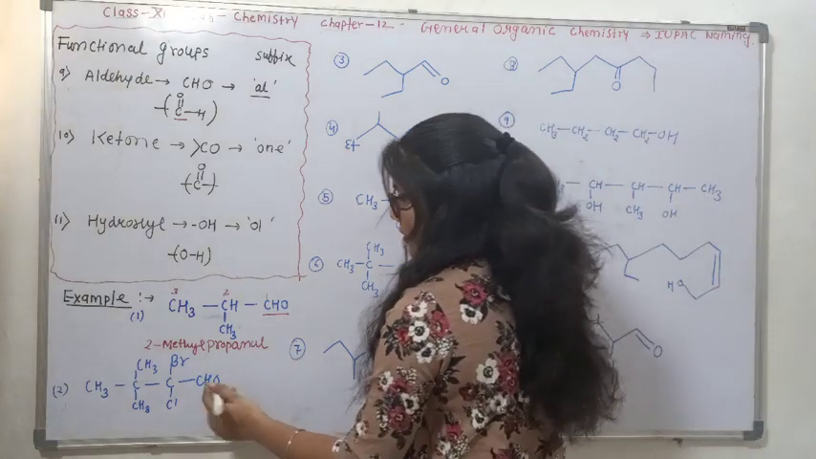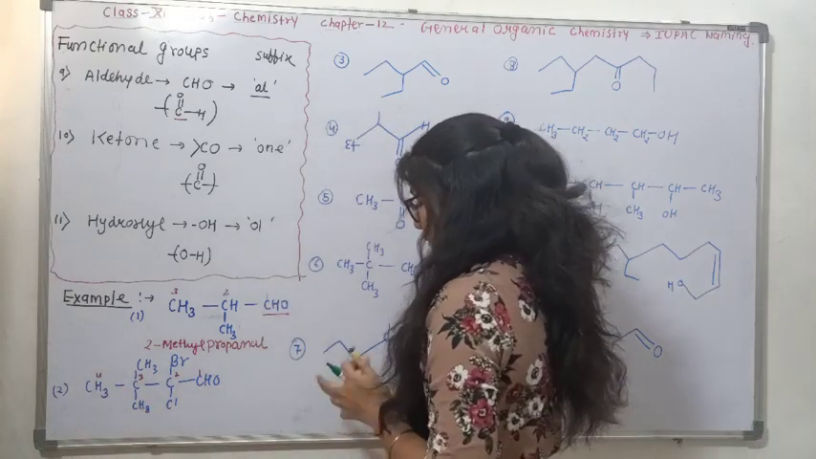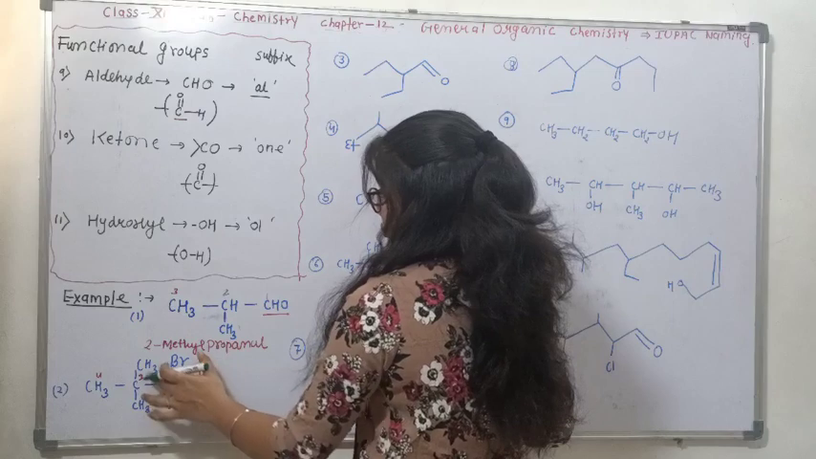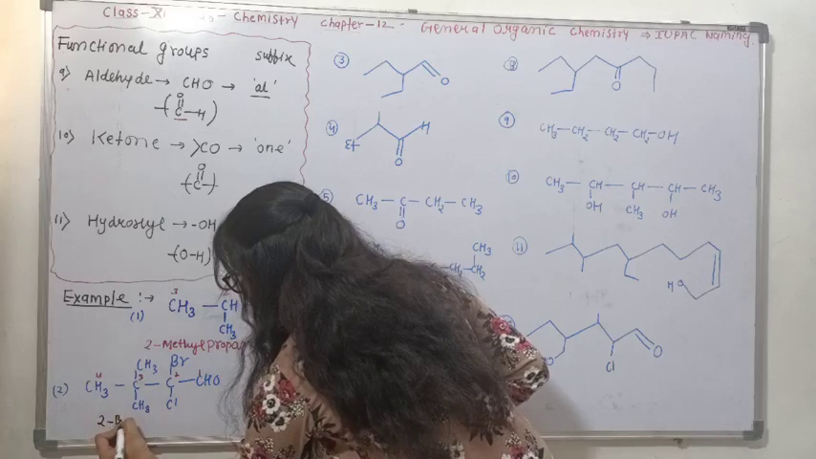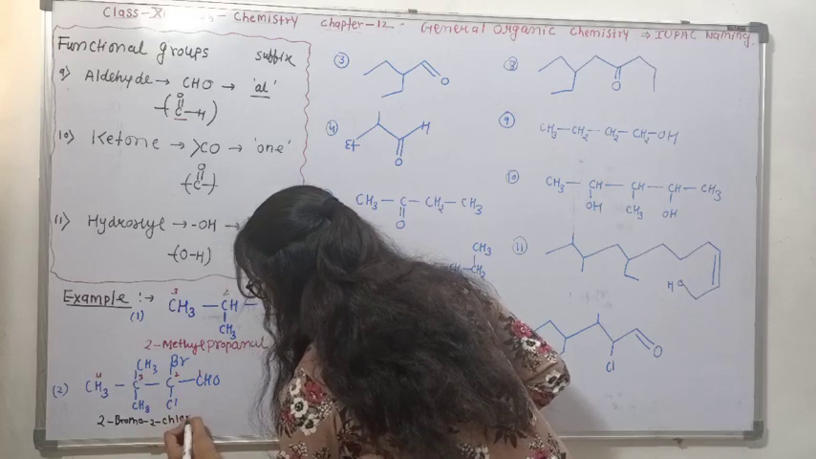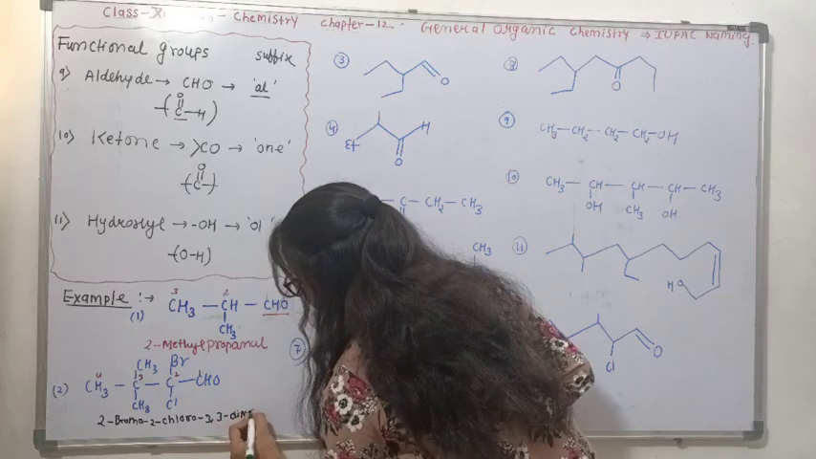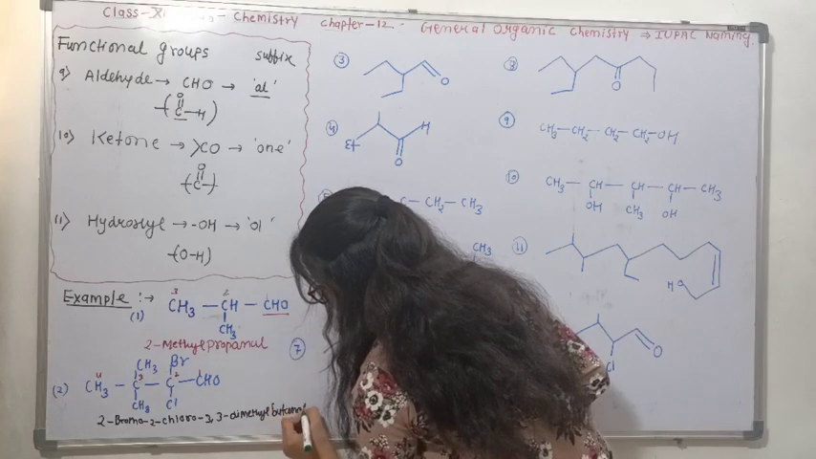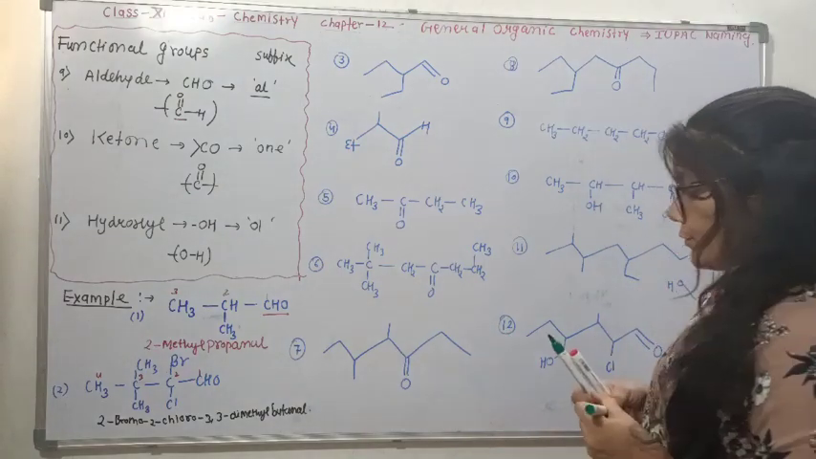Go for the next. It's 1, 2, 3, 4. Write the name of the compound. We have 3 substituents: bromo, chloro, methyl, in the same order. So we'll write 2-bromo, 2-chloro, 3,3-dimethyl butanol. Okay, 2-bromo, 2-chloro, 3,3-dimethyl butanol.